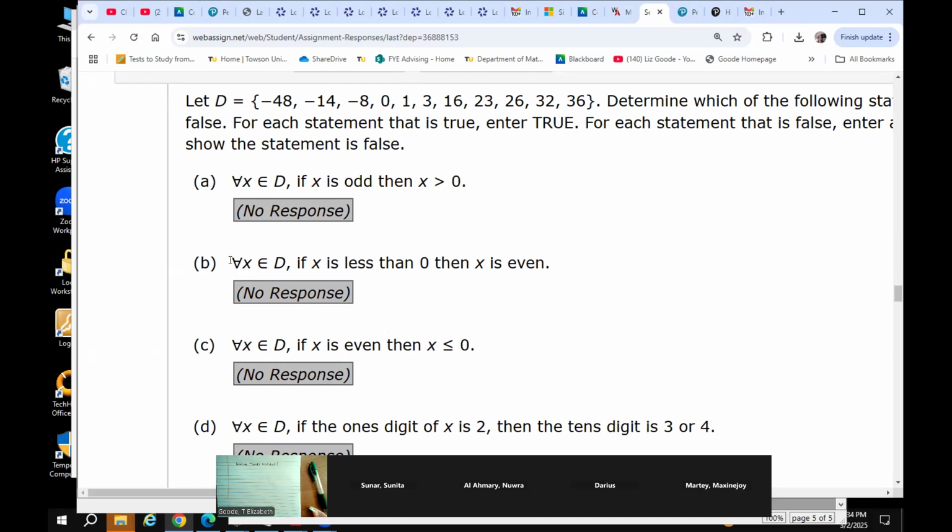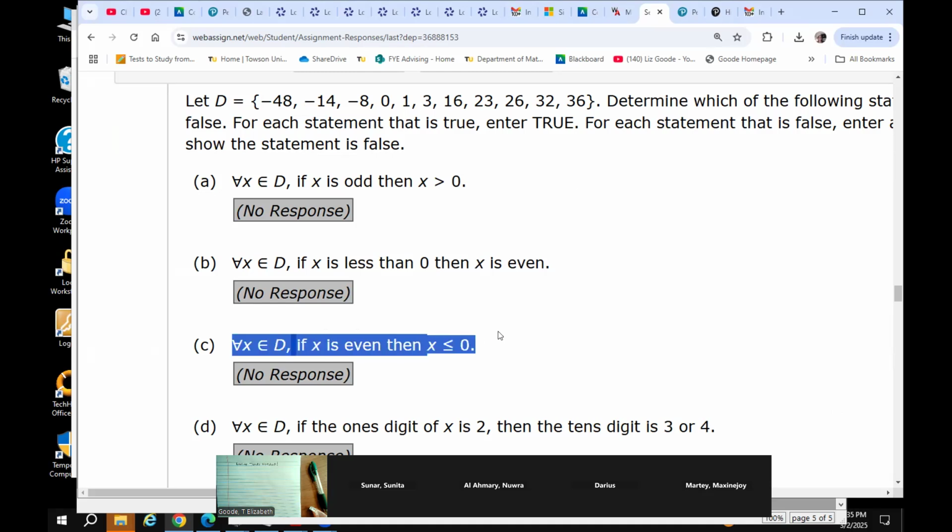So what does B say? It says we look at each X in D. What's the hypothesis? It's an if-then, right? So the hypothesis is that X is less than 0. It says if X is less than 0, then X is even. Well, look at the numbers that are less than 0. Are they all even? Yes. So that's true. Now, it does say that if a statement is false, then you're going to give an example to show why it's false. So eventually we're going to come up with one that's false.